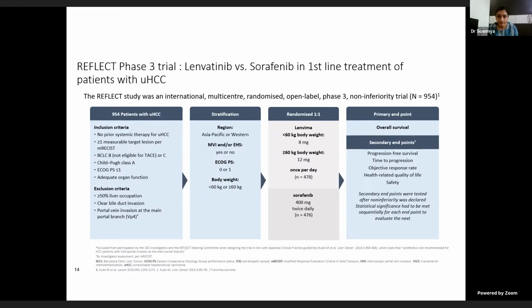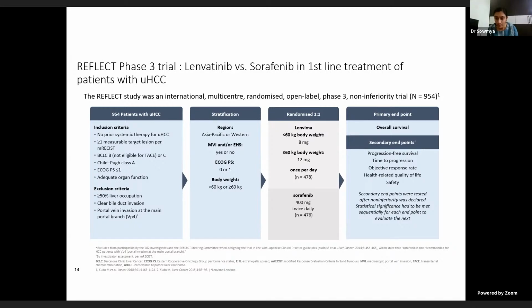This was a non-inferiority trial where patients with no prior systemic therapy for unresectable HCC with more than one measurable target lesion, BCLC-B not eligible for TACE, BCLC-C stage patients, Child-Pugh A category, and ECOG performance status of 0 or 1 with adequate organ function were included. The exclusion criteria were more than 50% of liver occupation by the tumor, clear bile duct invasion, or main portal vein invasion. The stratification was done at the regional level, Asia Pacific and Western, with main vascular invasion yes or no, extrahepatic spread yes or no, ECOG performance status, and body weight less than 60 kg or more than 60 kg.